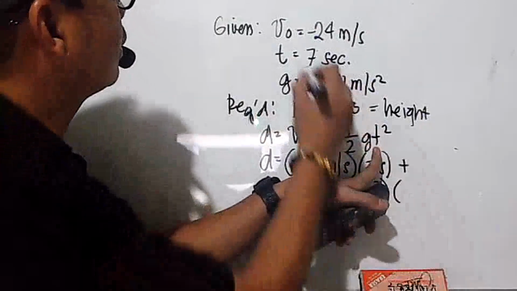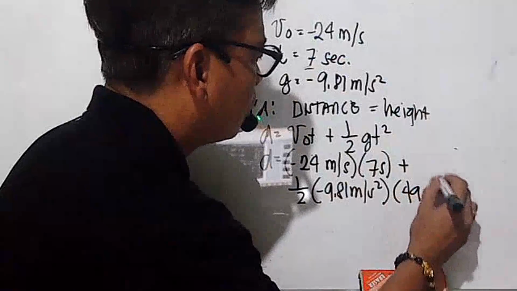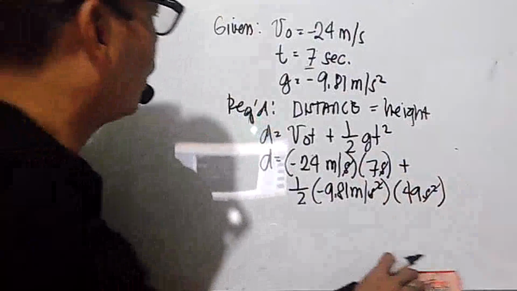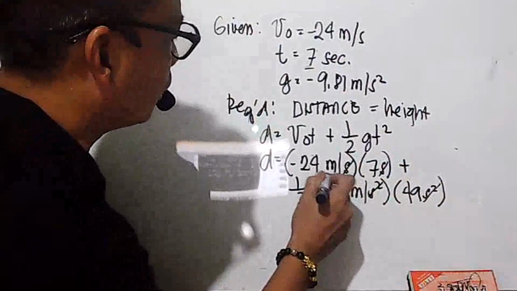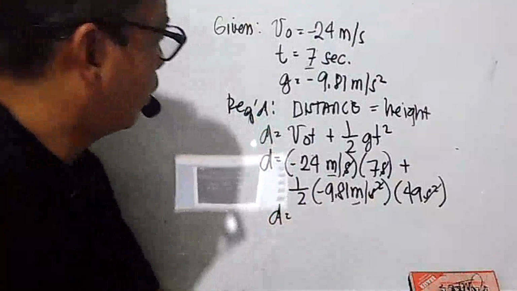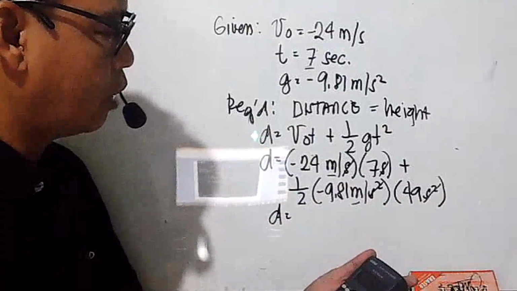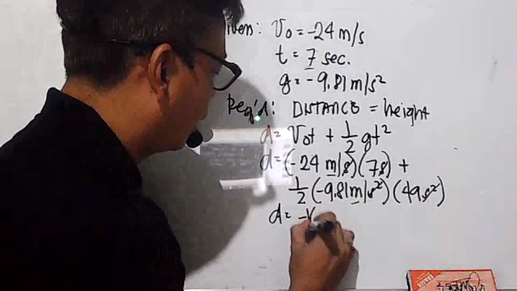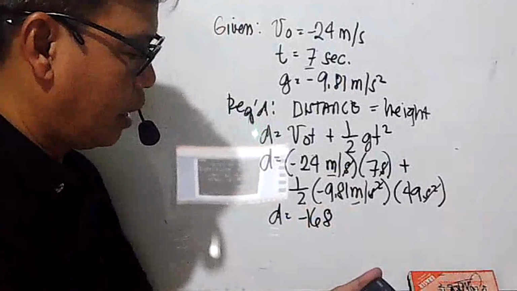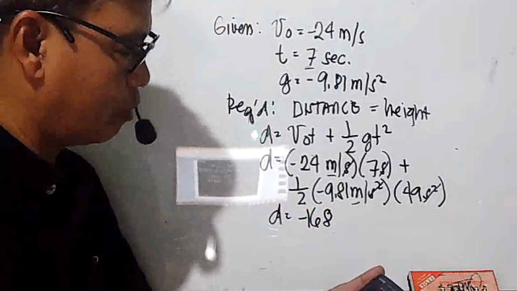Your time is 7, squaring 7, we get 49 seconds squared. Canceling the units, seconds and second squared, you're left with the unit of meter. So tama, that is for distance. I'll multiply the first part first. It is negative 24 multiplied by 7, so that is equal to negative 168. Next is 49 multiplied by negative 9.81 multiplied by 0.5 or 1/2.